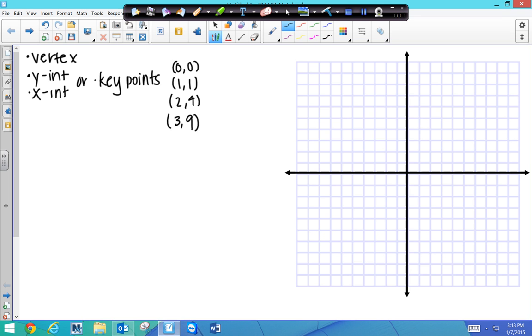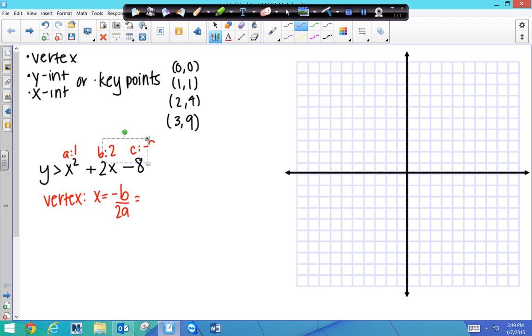So if you had one, for example, like y is greater than x squared plus 2x minus 8, the first thing you need to be able to find is your vertex. So to find your vertex, we're going to do x is equal to negative b over 2a. So your a here would be 1, your b would be 2, and your c would be negative 8. So we're going to plug those things in, and we're going to say negative 2 over 2 times 1, which is going to give us negative 1.